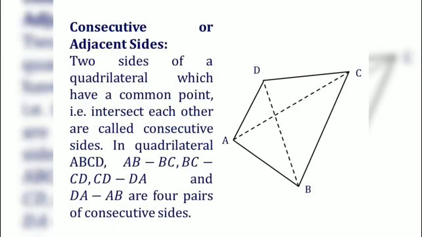Consecutive or adjacent sides: 2 sides of a quadrilateral which have a common point, that means they intersect each other, are called consecutive sides. In quadrilateral ABCD, AB and BC, BC and CD, CD and DA, and DA and AB are 4 pairs of consecutive or adjacent sides.